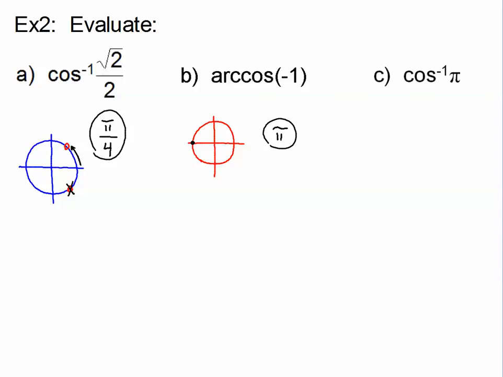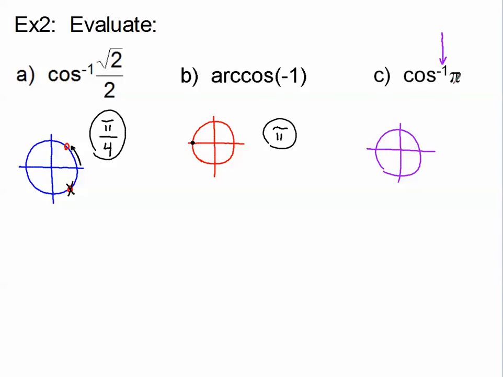And finally, I love this problem right here. A lot of people are stumped by this, so let's really talk about this. Notice that this is the inverse cosine of pi. Now, a lot of people say, oh, I know what the cosine of pi is. The cosine of pi is -1, and they say -1, yay. That's not what we're doing. We're not taking the cosine of pi. We're taking the inverse cosine of pi. I want to know where on the unit circle is the cosine equal to pi.